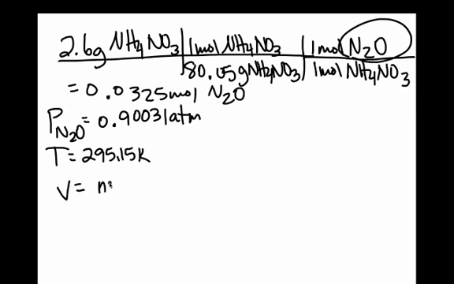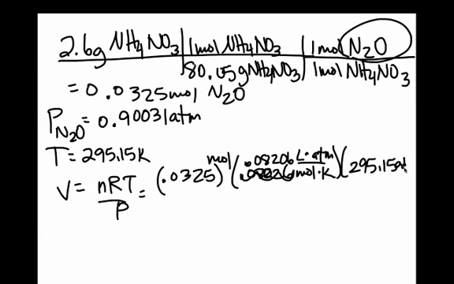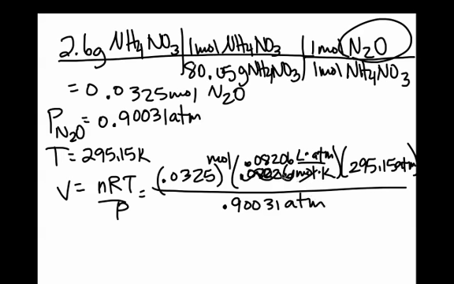So that's nRT over P, 0.0325 moles. I'm going to keep my units in here so I know I'm doing it right. Times my gas constant, 0.08206 liters times atmospheres over moles times kelvins. And then my temperature is 295.15 kelvins. Divide by my pressure of just the gas I'm interested in, not the total gas of everything. Now we're going to double check that units actually cancel into something I'm interested in. Why did I put atmospheres there? That should be kelvins for temperature.